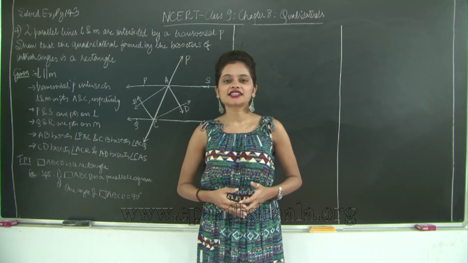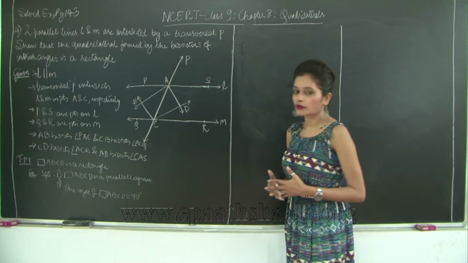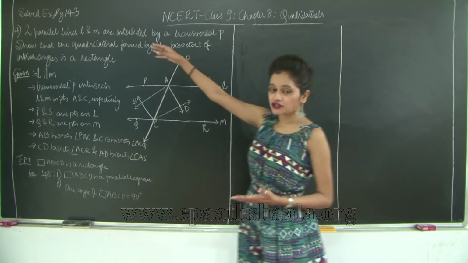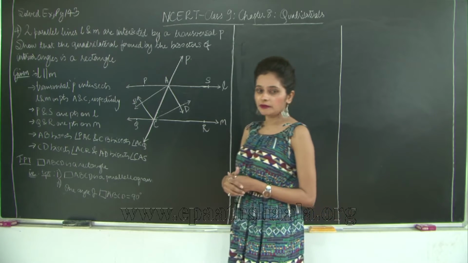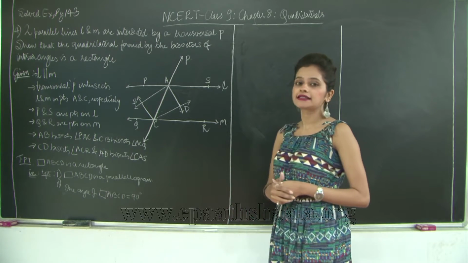Hello students, let us continue with chapter 8 quadrilaterals. We will take a look at the solved example on page 143 of your textbooks. So what has been given, let's read the question. Two parallel lines L and M are intersected by a transversal P. Show that the quadrilateral formed by the bisectors of interior angles is a rectangle.